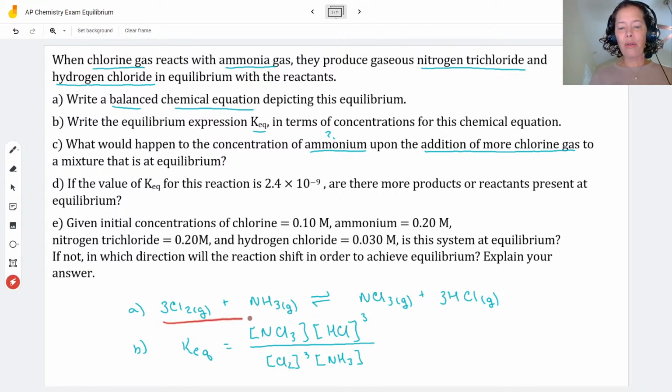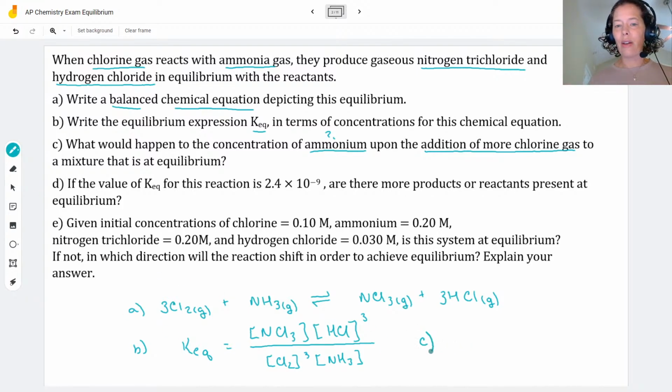So if I go back to my balanced chemical equation, I am adding more of a reactant. This goes back to Le Chatelier's principle. So if you add more of either a reactant or a product, the equilibrium is going to shift away from that addition. So if I add chlorine gas, my equilibrium is going to shift away, which means it's going to shift to products. So for part C, I will write this down.